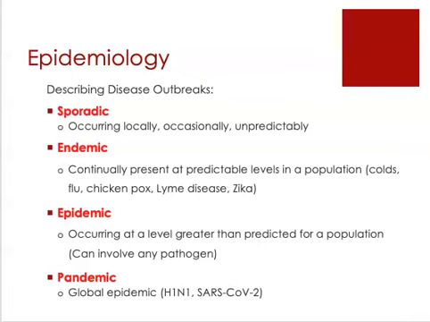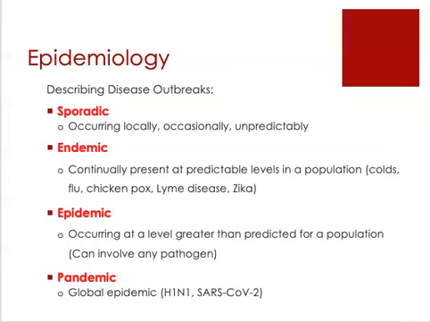It would be limited to that location, that particular convention. It only happens occasionally, and there would be no way to predict that that was going to happen. That could be described as a sporadic outbreak of food poisoning.